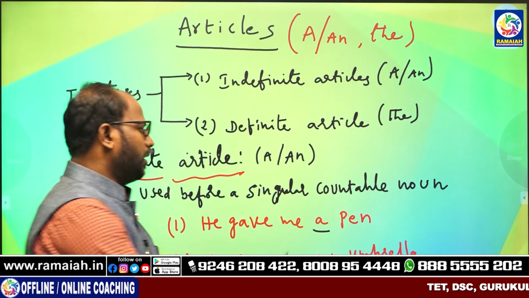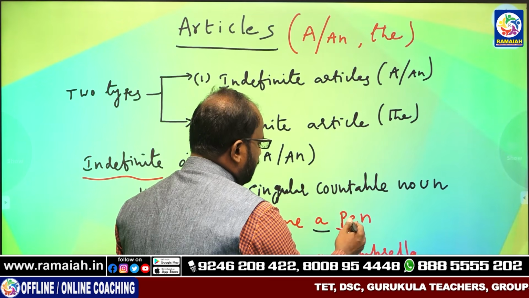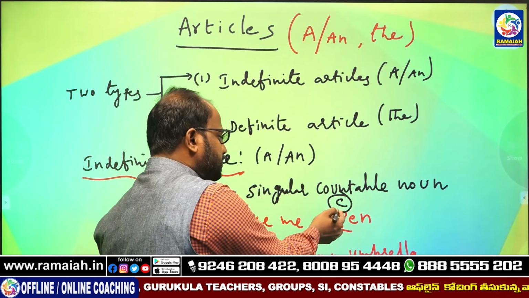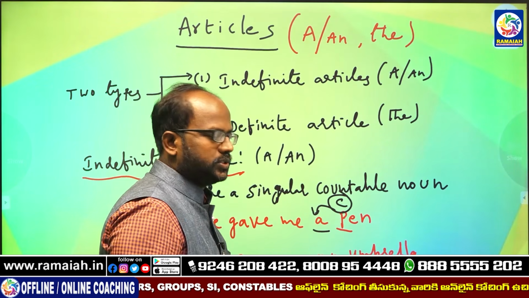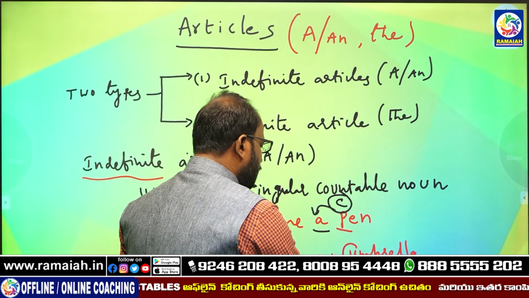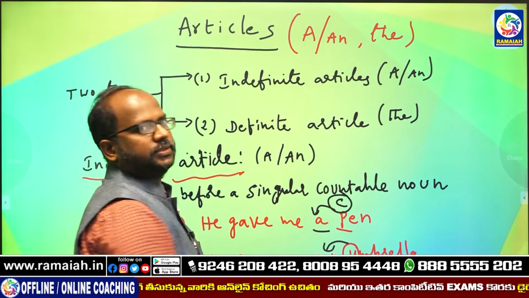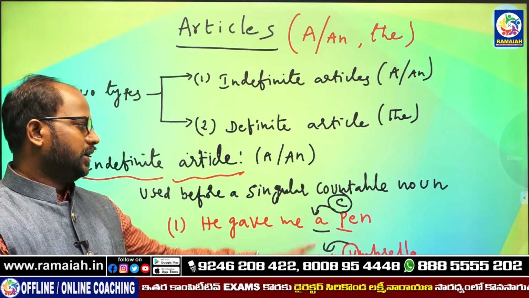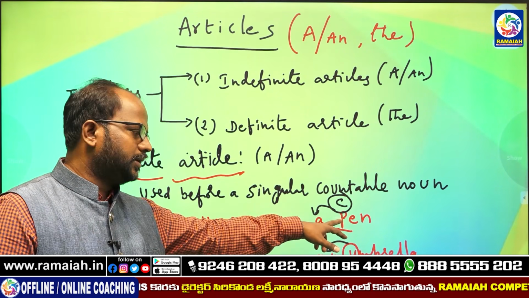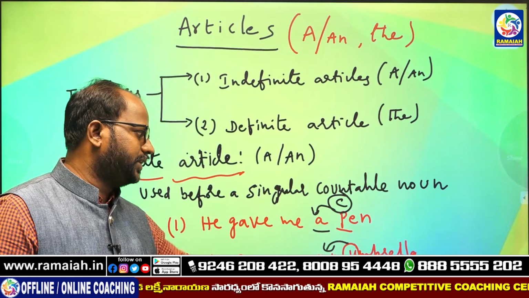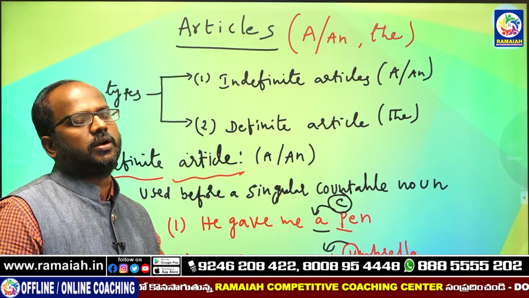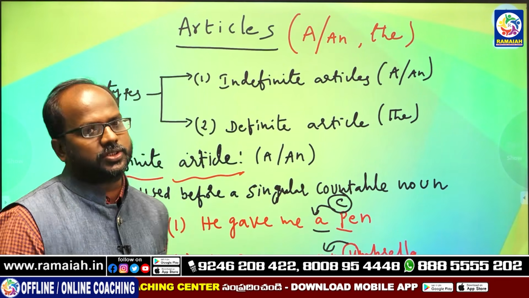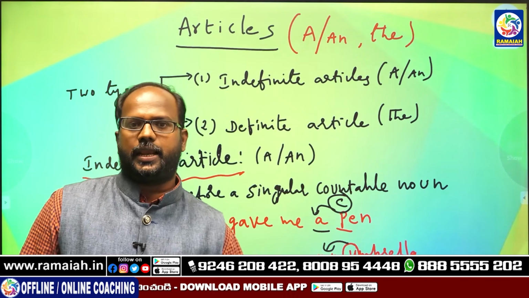A pen, p is a consonant sound. Before consonant sounds, a is used. Before vowel sounds, an is used. Very simple. That must be a singular countable noun. If the singular countable noun begins with the vowel sound, it takes article an. If the singular countable noun begins with the consonant sound, it takes a.